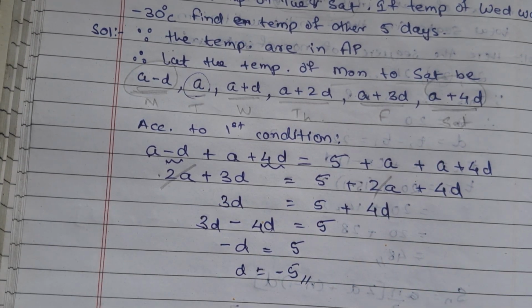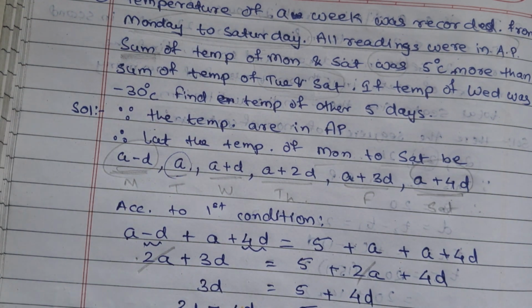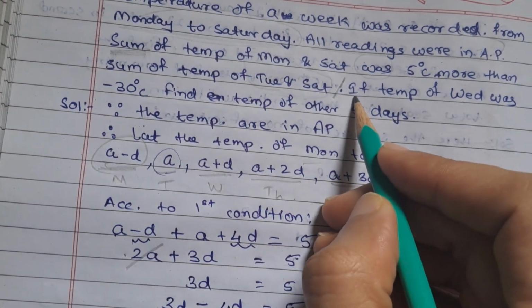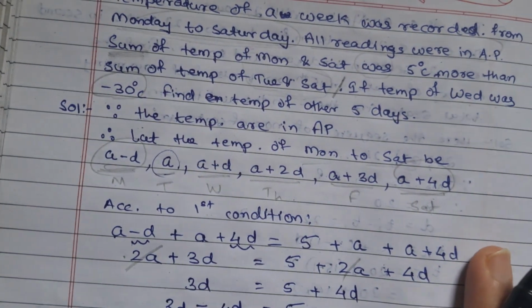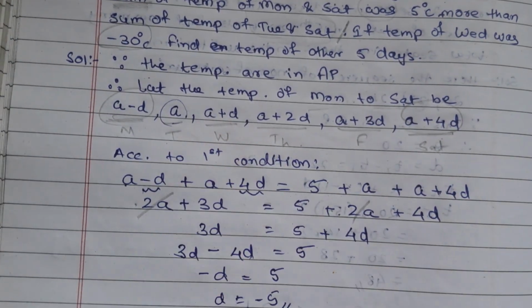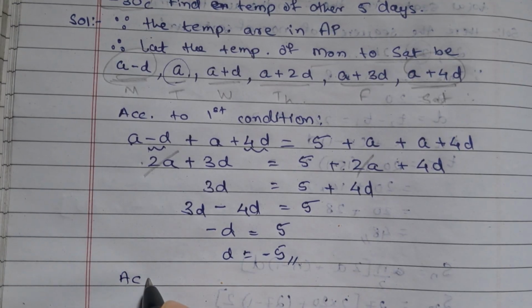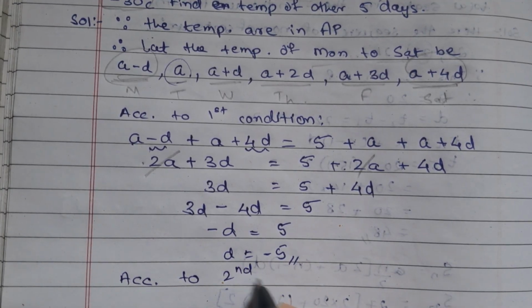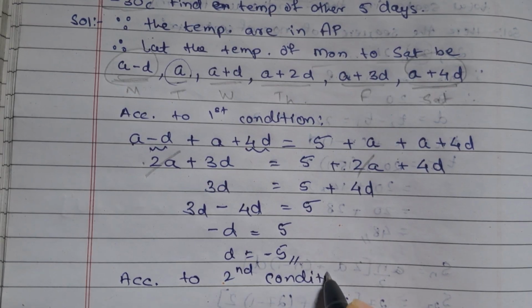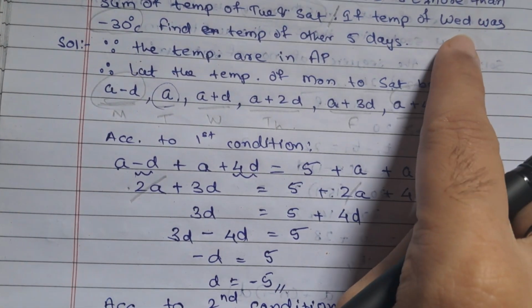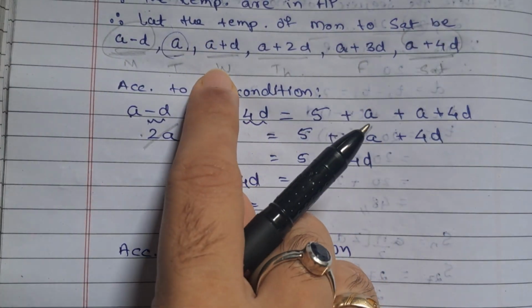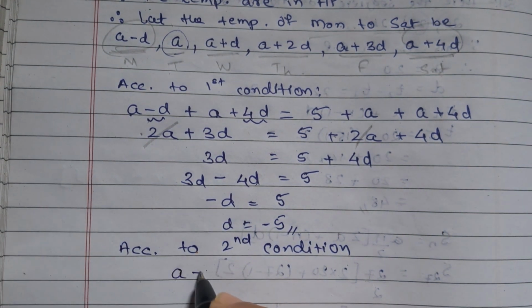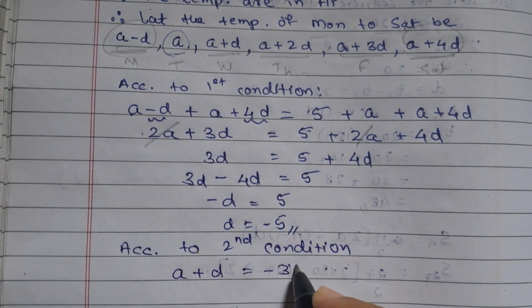Okay, now let's see what else is given to me over here. So till here I am done. And now it says if the temperature of Wednesday was minus 30 degrees Celsius. Temperature of Wednesday is this thing, right? So I will say according to the second condition. What does the second condition say? Temperature of Wednesday was minus 30 degrees Celsius, right? So I will just pick up Wednesday's temperature, that is A plus D, and I will say it is nothing else but minus 30.